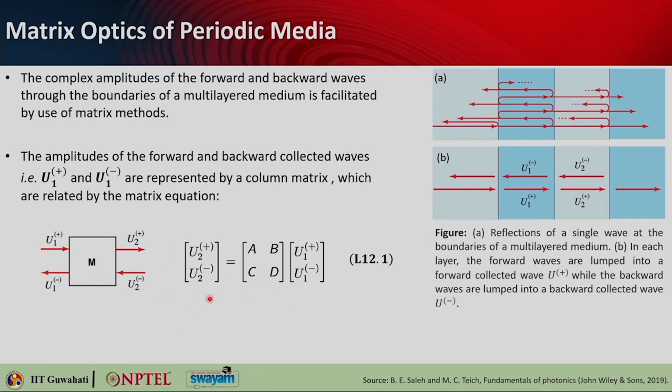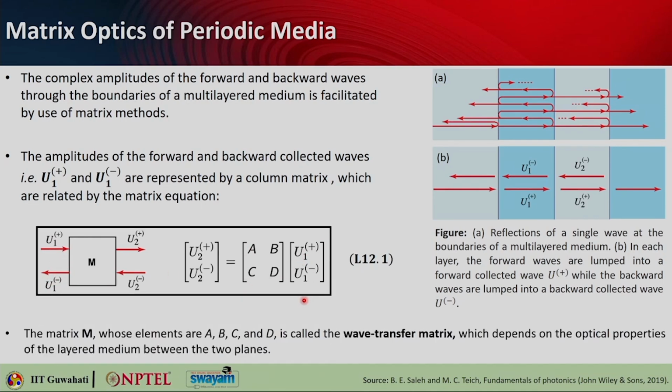So let's correlate the coefficients. On the right side you have U2 plus, U2 minus, and this M matrix has 4 elements A, B, C, D that correlate these amplitudes to the amplitudes on the left hand side, that is U1 plus and U1 minus. The matrix M, whose elements are A, B, C, D, is called the wave transfer matrix, and it depends on the optical properties of the layered medium between the two planes.